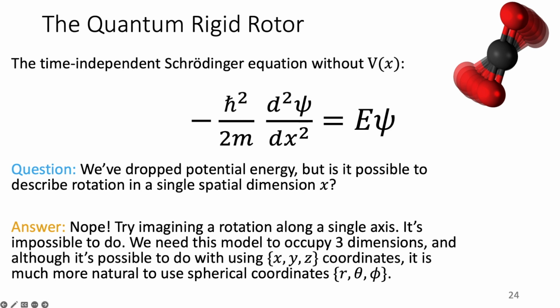And although it's possible to do with x, y, and z coordinates, our standard Cartesian, it actually makes much more sense to use our spherical coordinates, r, theta, and phi. And you might be thinking, you could describe rotation in 2 dimensions, and you could do this, but ultimately, we want to consider molecules that exist in 3 dimensions. So we're going to go straight to 3.